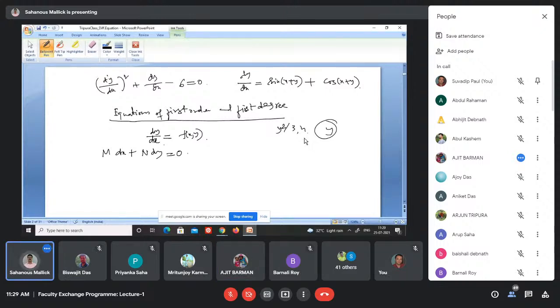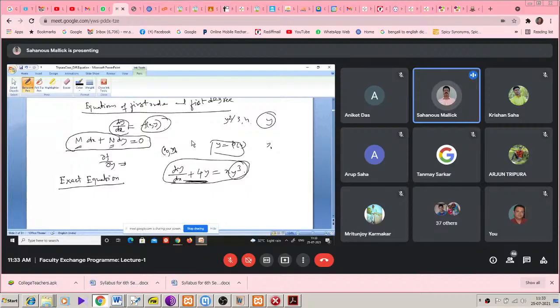Here M is a function and N is a function. Theorem on first order and first degree, which is known as the existence and uniqueness theorem. If the function f(x, y) be continuous at the point (x0, y0) of x and y, it is said to be exact differential equation. First I write an example and then explain again.